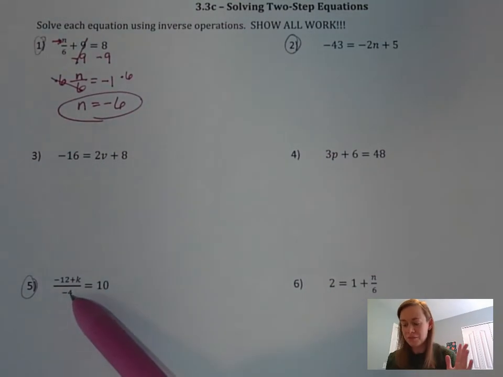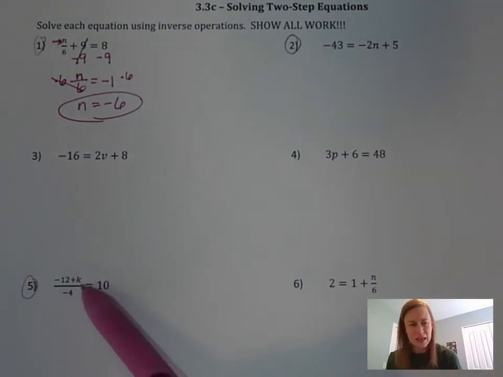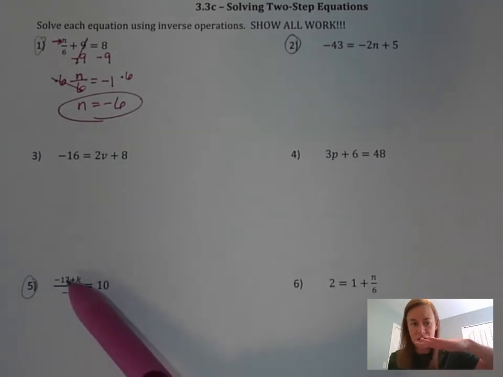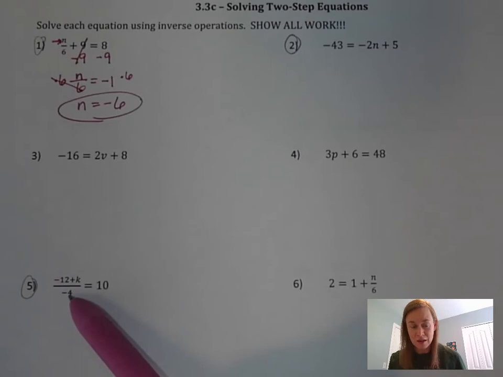But over here in number 5, the whole thing is kind of a fraction, right? It's negative 12 plus k. All of that is in the numerator of the fraction over negative 4, divided by negative 4. So the order is going to be a little bit different here.